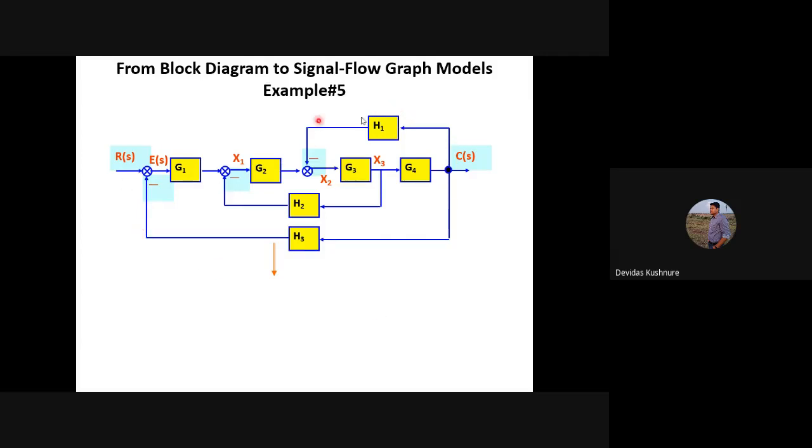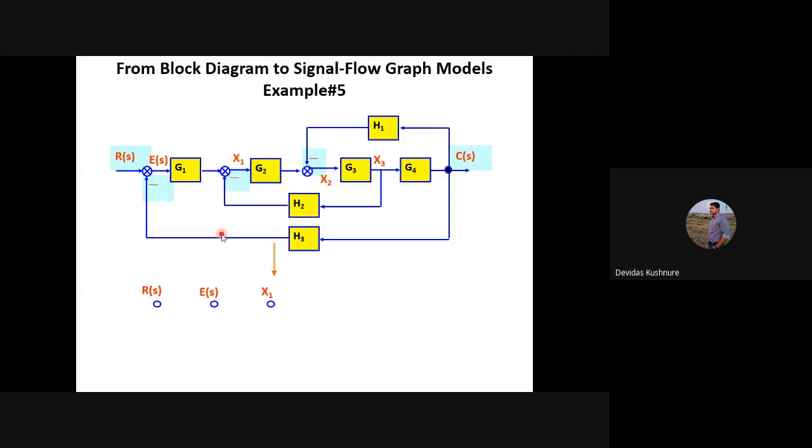It is possible to convert the block diagram into a signal flow graph, and we can solve the problem using the gain formula, or Mason's gain formula, using the signal flow graph. That is possible. So let's say this is my block diagram. We have to convert this block diagram into a signal flow graph, and we have to find out its closed loop transfer function, right? So you can see how it is going to be converted.